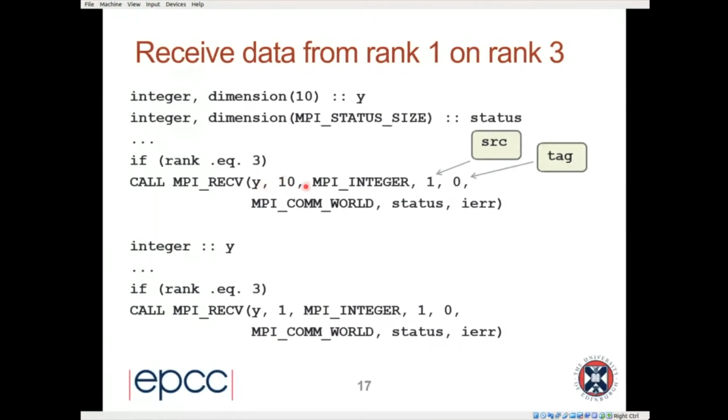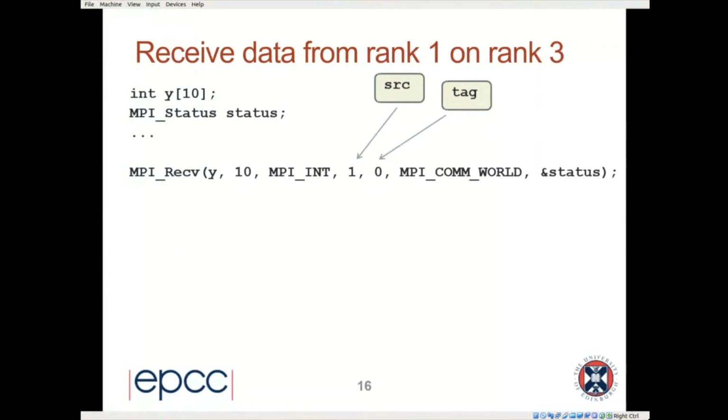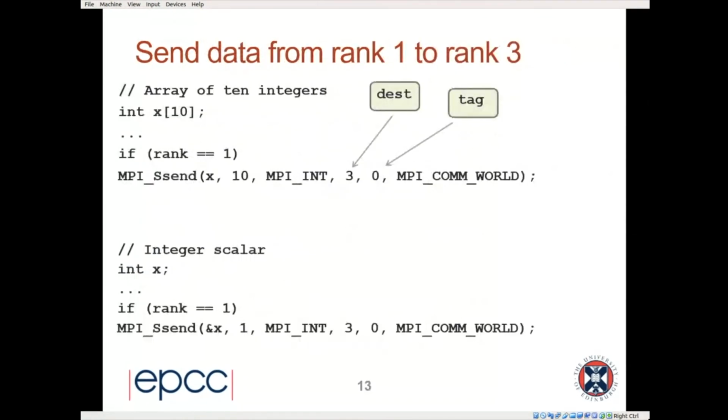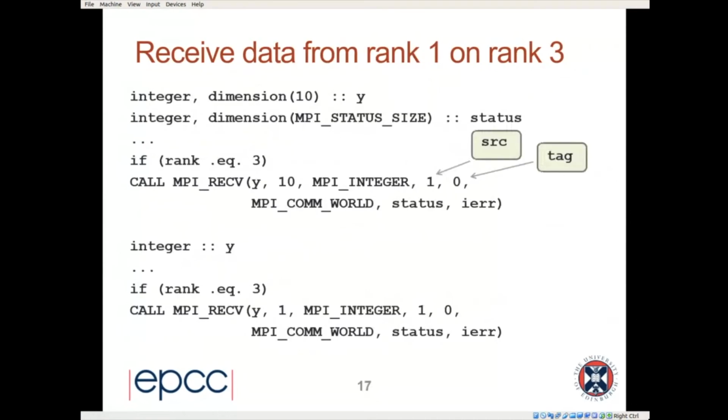What do you think this 10 means? Integer, dimension 10, y, MPI receive y 10 integer, and remember the send was sending 10 integers. Where was the send? There we go. We sent it. What does that 10 mean?